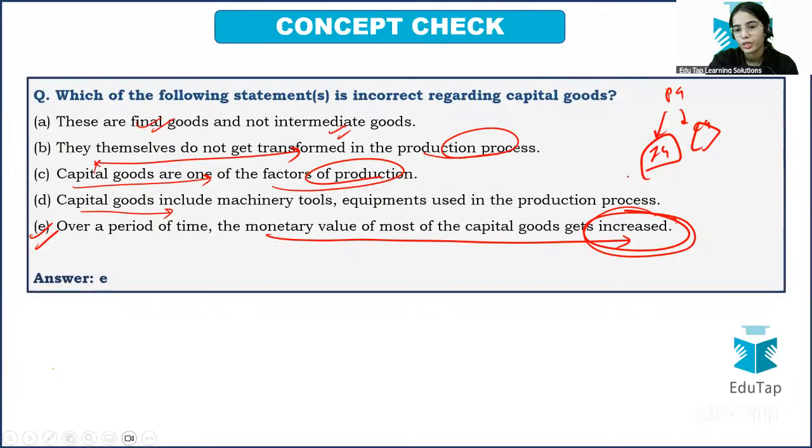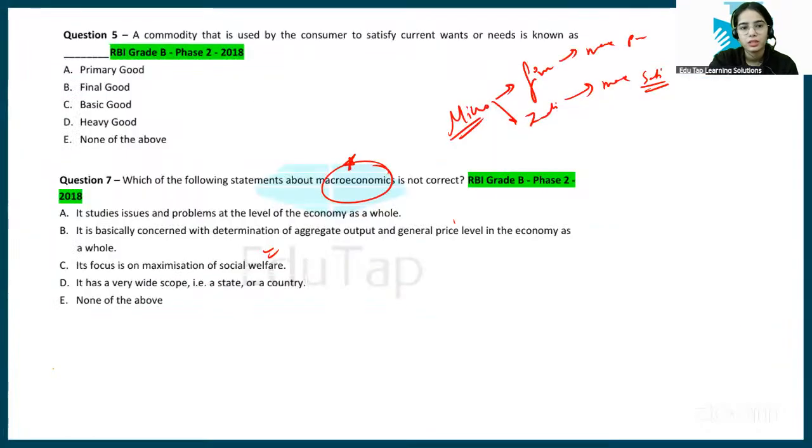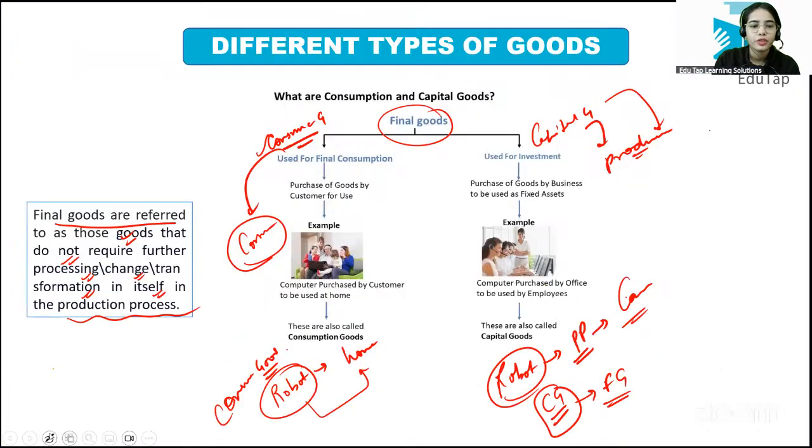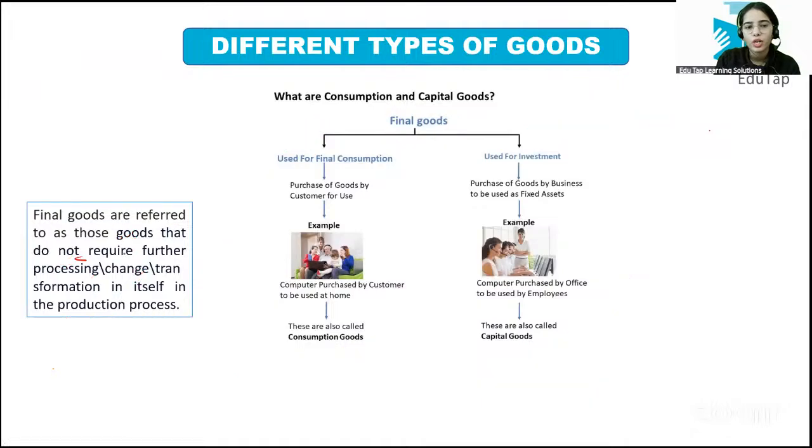Okay, there is a question by Shivangi. Final goods are referred to as those goods which do not require further processing, change, or transformation. So, can the intermediate goods be final goods? Shivangi.